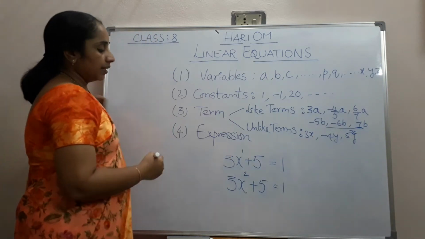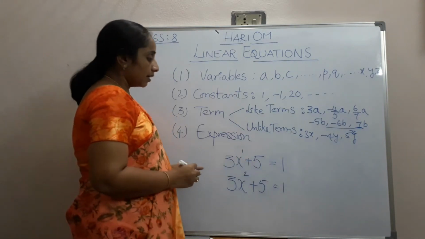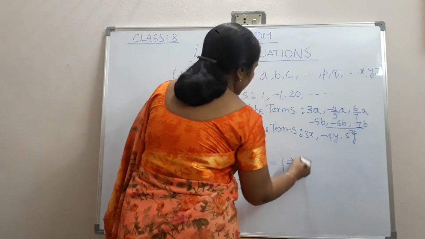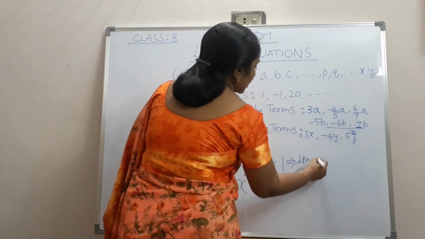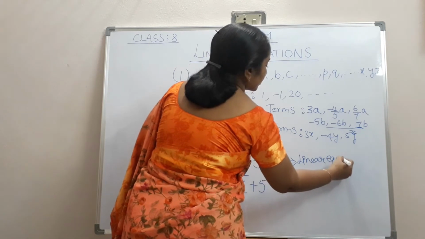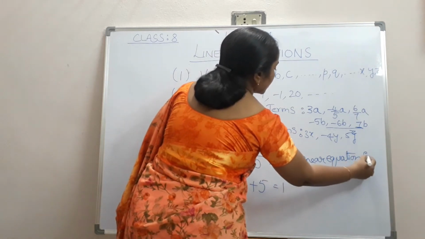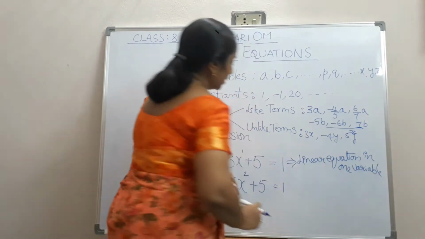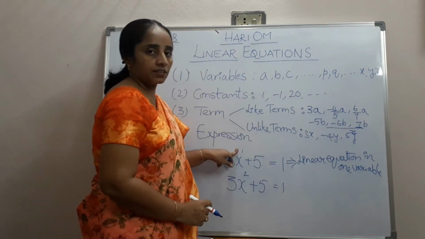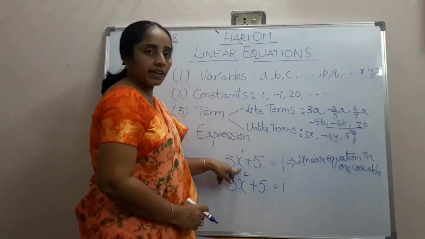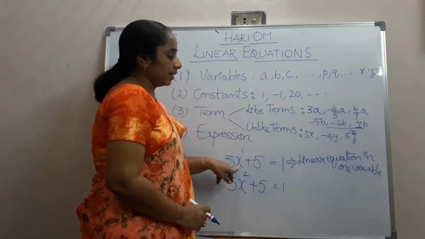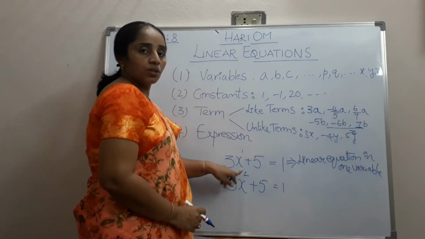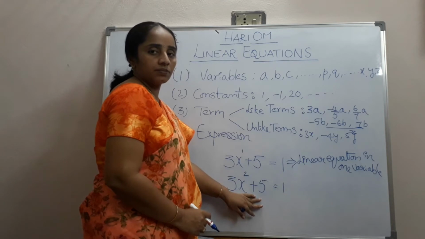And one more thing, if I have two variables... here I have only one variable, so I can say this equation is a linear equation in one variable. Degree 1, so that is a linear equation. With only one variable we have, so that is a linear equation in one variable. Here its degree is 2, so that is not a linear equation.